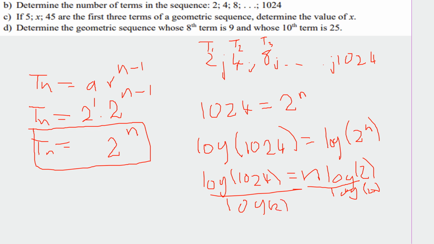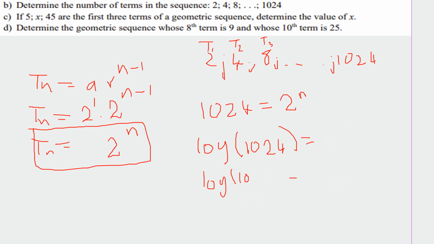Then you just punch everything in your calculator, because this one will cancel out. And therefore, the value of n will be equal to 10. The value of n is equal to 10. That means the number of terms will be 10 terms, because remember, 1024 is the last term of the sequence, and it's located at position number 10. That means the number of terms will be 10 terms. Okay.